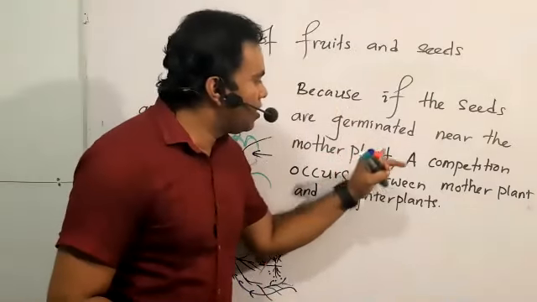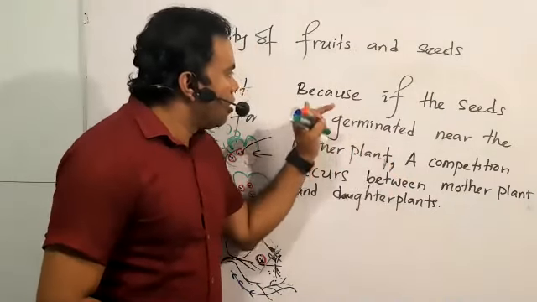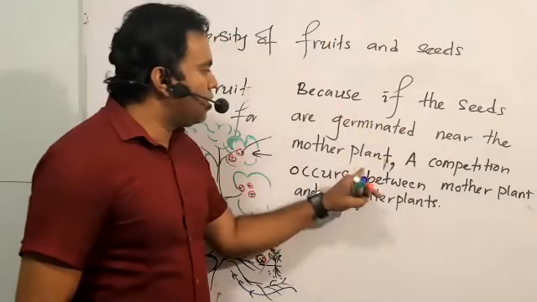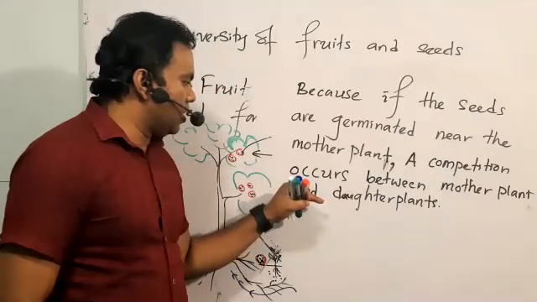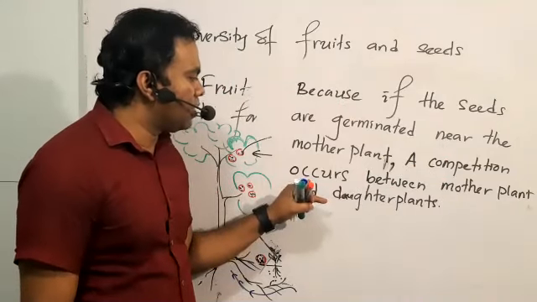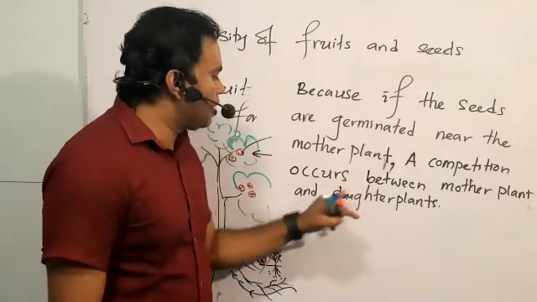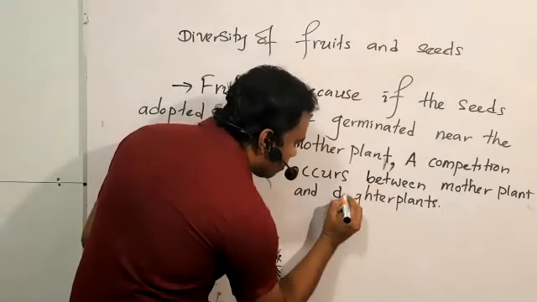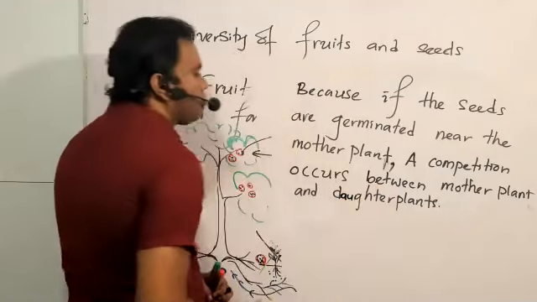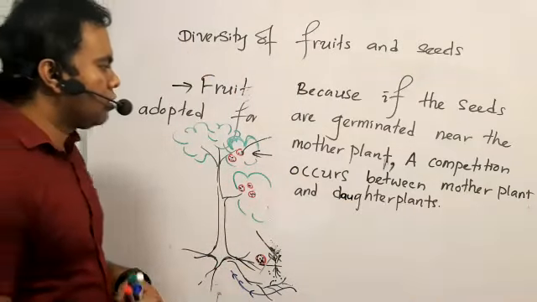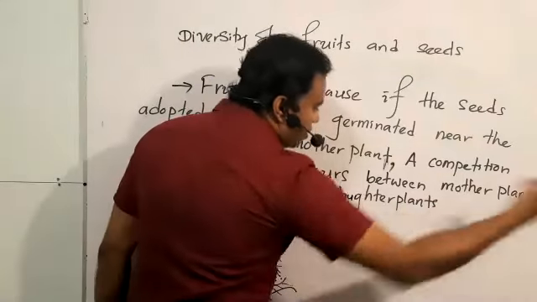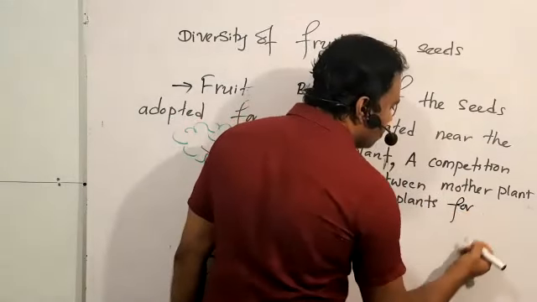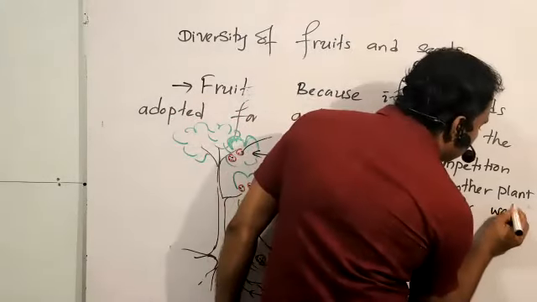Mother plant. Because if the seeds are germinated near the mother plant, a competition occurs between mother plant and daughter plants. For what? Mother plant and daughter plants for water.